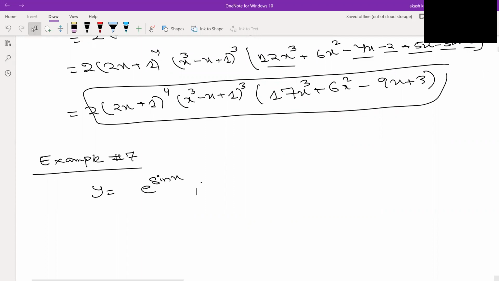Do you remember the exponential functions? The derivative of a^x is... e^x. So e^(sine x) is the same?